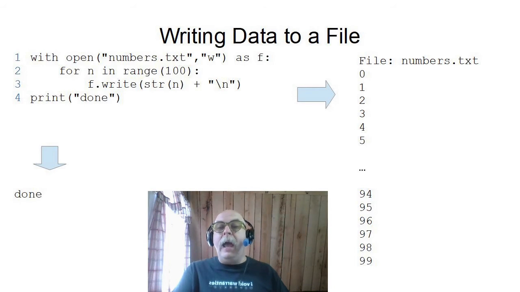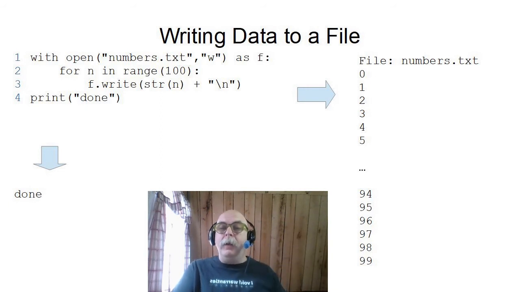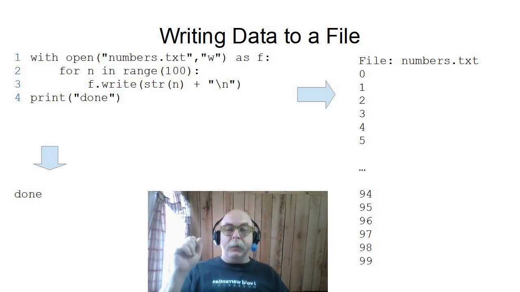You can see on line 2, we use a for statement to generate the numbers 0 through 99 in the variable n. And then on line 3, we say f.write, whatever our variable name is. You could have used a different variable name other than f. I just used f because it's a nice short abbreviation for file. I write a string to the file. You can't write numbers or other things; you've got to write strings.